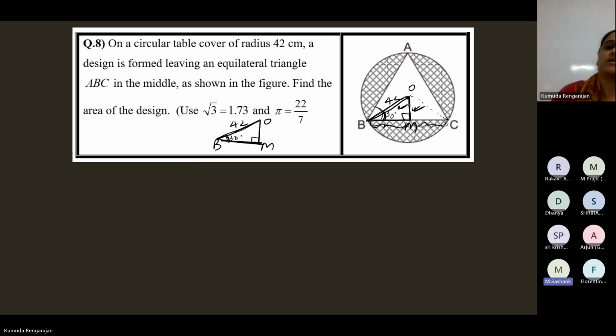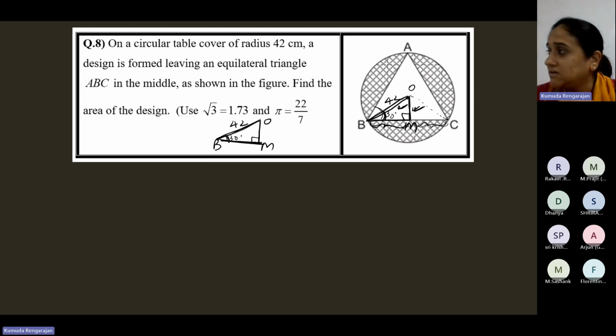Cos 30 degrees. Root 3 by 2. Correct. Yeah, cos 30 degrees is equal to root 3 by 2, ma'am. Okay, completed. Cos 30 is equal to what by what? BM by OB. Very good. Cos 30 is equal to BM by OB.